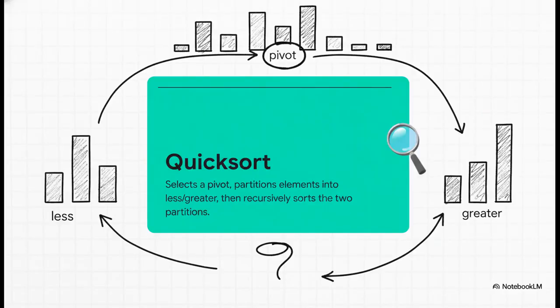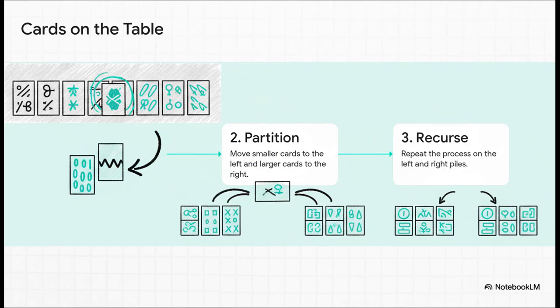Okay, here's the textbook definition. Quicksort grabs one element, we call this the pivot, and then it just rearranges everything else. Anything smaller than the pivot gets shoved to one side, and anything bigger gets pushed to the other. After that, it just does the exact same thing to those two new smaller groups. That's it.